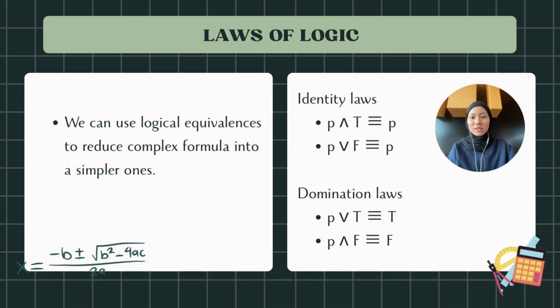Laws of logic. We can use logical equivalence to reduce a complex formula into a simple one. In this part, we have some basic laws, such as the identity laws. P and true is logically equivalent to P. P or false is logically equivalent to P. Next are the domination laws. P or true is logically equivalent to true. P and false is logically equivalent to false.